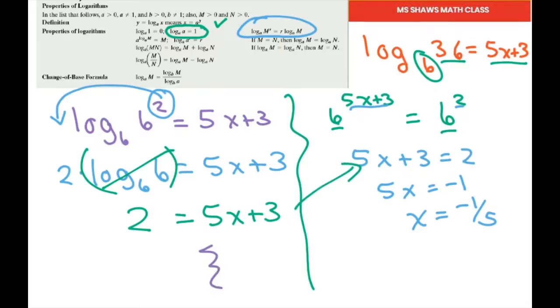So therefore your solution set is negative 1 divided by 5. And that's it.